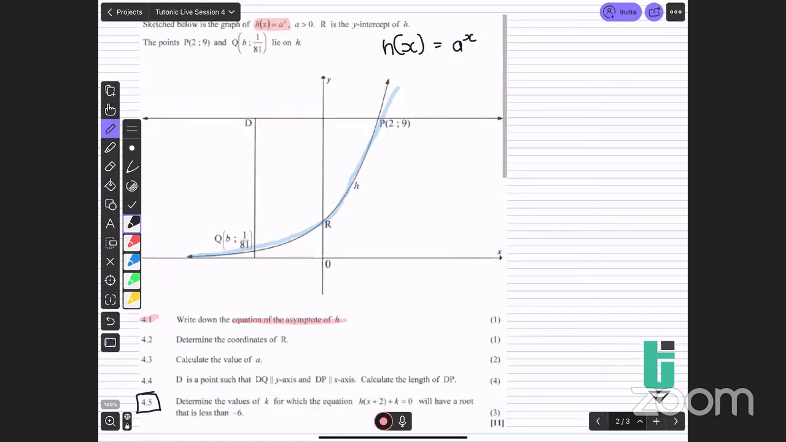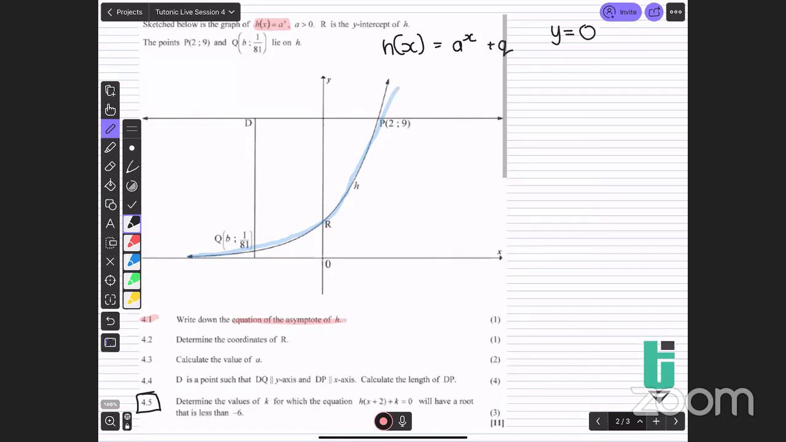Is this graph shifted up or down? No, right? Because there's no q. Q is naught, do you see that? So that means it's not shifted up or down. So the equation of the asymptote would be y equals naught.